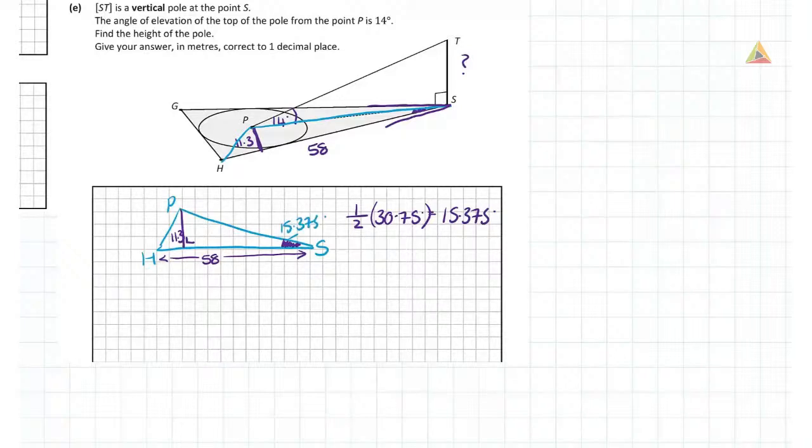So taking my right angle triangle then, I am going to try to figure out the distance from S to P. So this is my question mark. 11.3 is my opposite. S to P is my hypotenuse. So I'm going to use sine. Sine of 15.375 is going to be my opposite, which is 11.3, over my hypotenuse, which is PS. And solving that equation, that should tell you that your distance from P to S is 42.6197. So that's that line there.